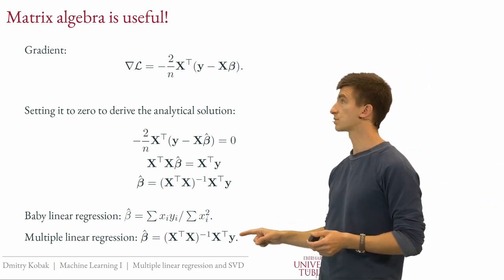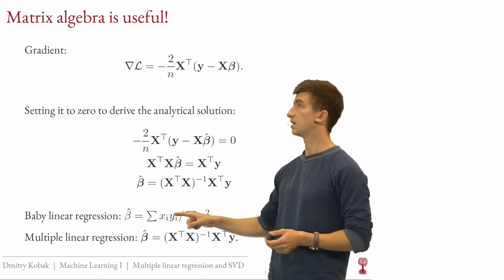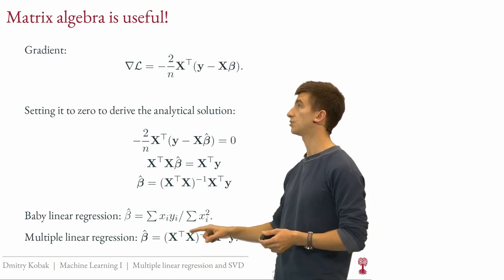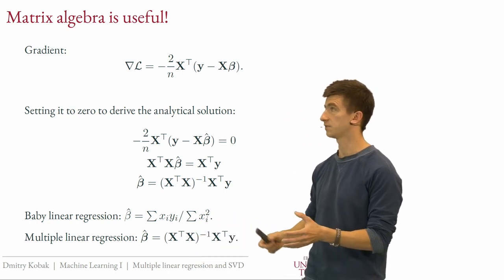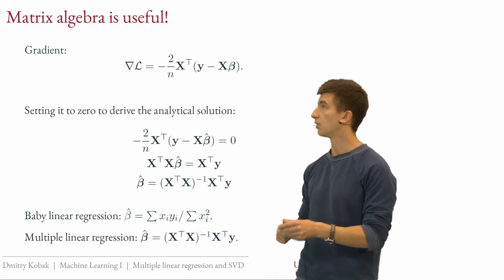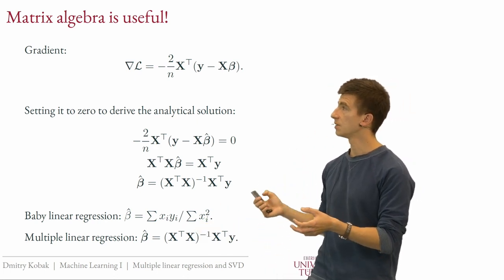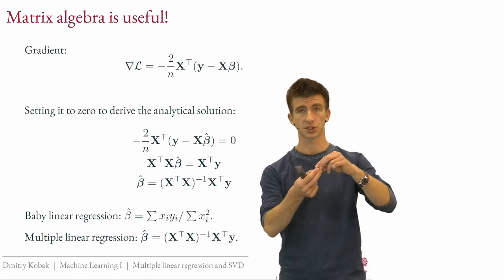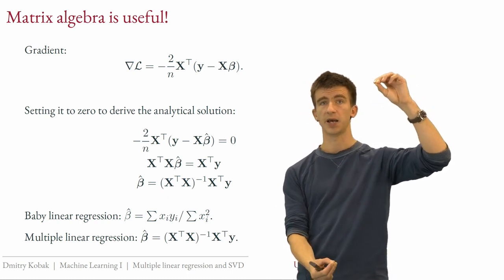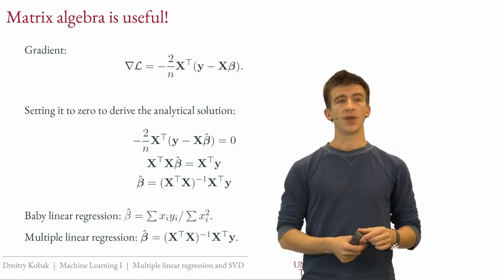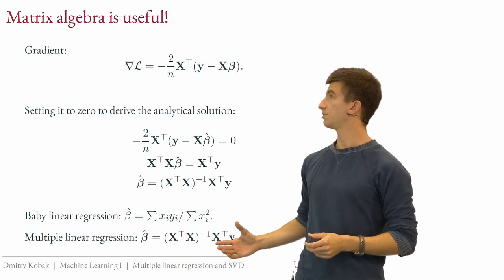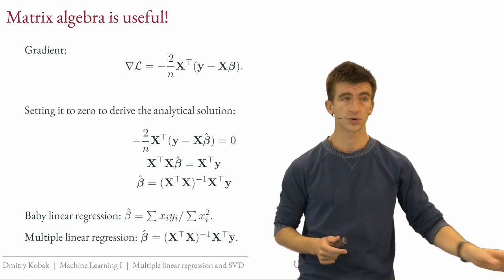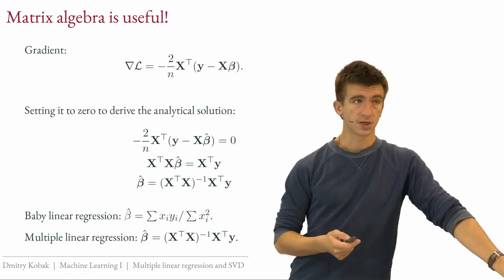So you have here x transpose y, that's the same here. And here you divide by the sum of x squared. Well, now you have the whole matrix of x squared, x transpose x, but you kind of divide by that because it's the matrix inverse. Or let me put it the other way. Make sure that you understand that if matrix x has just one column, which is what we had in baby linear regression, then the formula at the bottom simplifies to the formula here at the top. And it does, of course. So it's the same thing, just a general case.